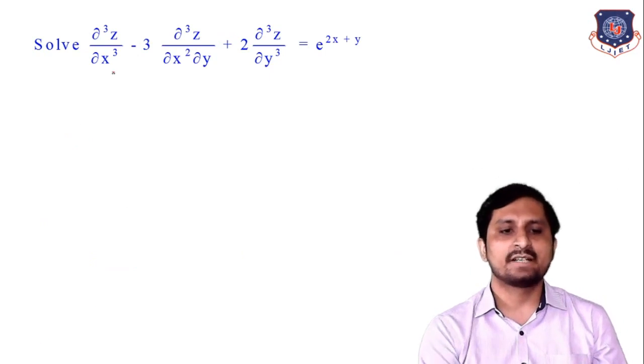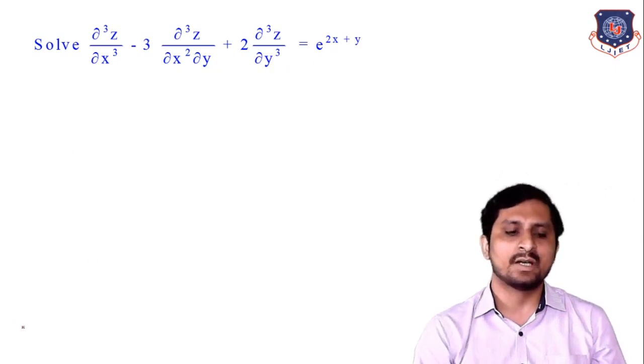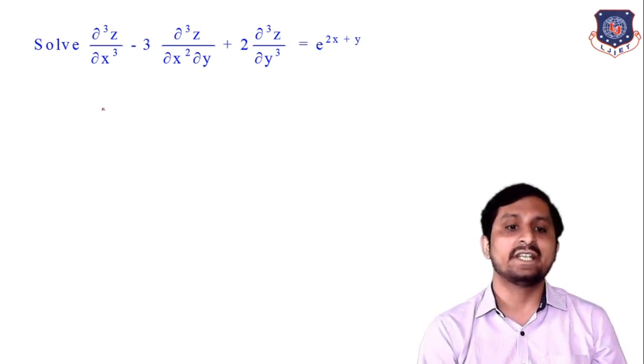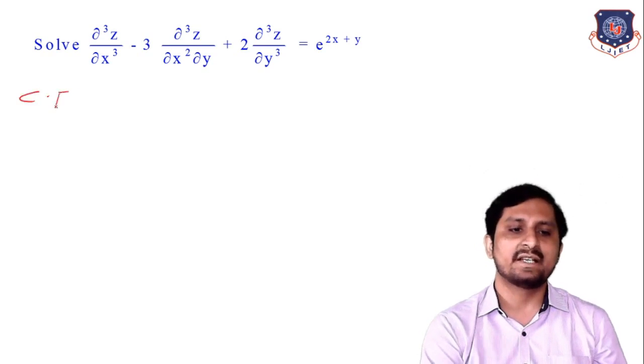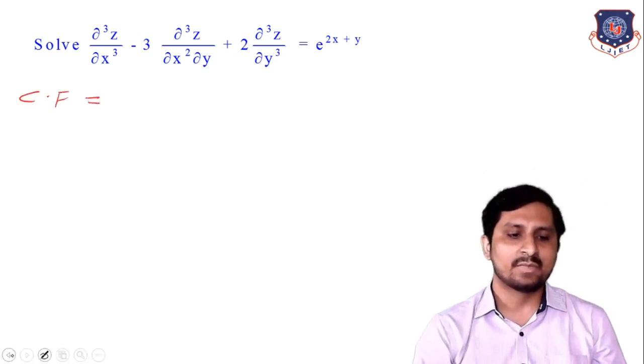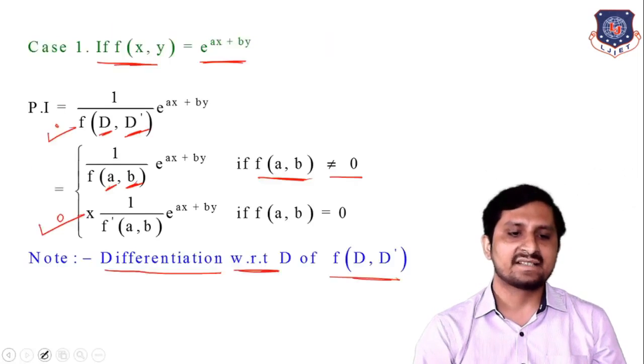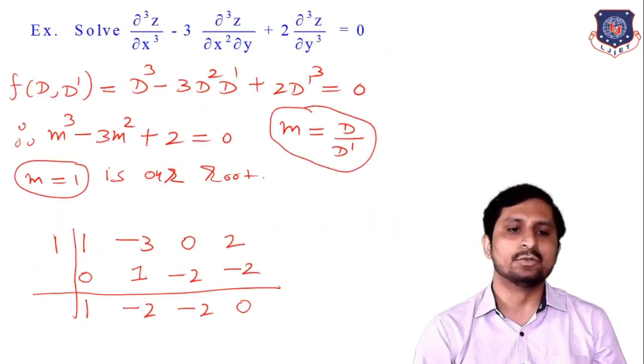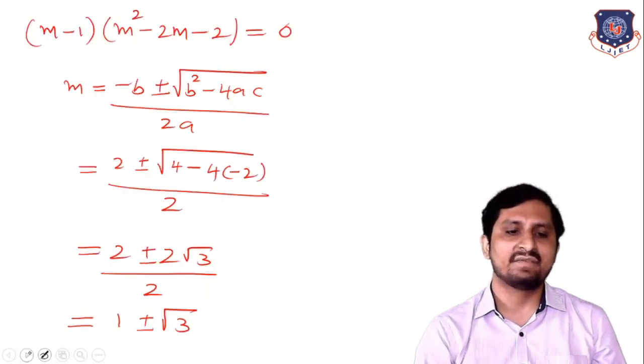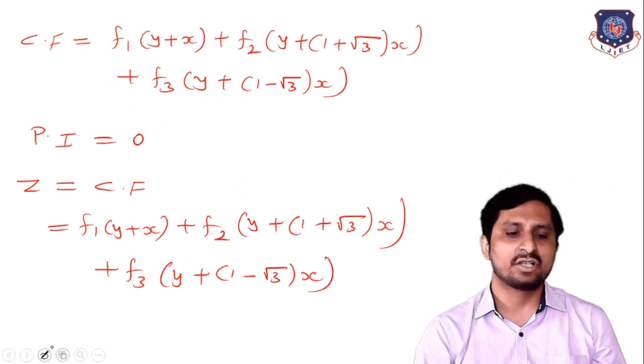Del cube z by del x cube minus 3 del cube z by del x square del y plus 2 del cube z by del y cube, that is equal to e raised to 2x plus y. If you remember, we solved this example in today's lecture, but we found only the complementary function. The same equation, del cube z by del x cube minus 3 del cube z by del x square del y plus 2 del cube z by del y cube equal to 0, was in the previous example, and we already found our complementary function.